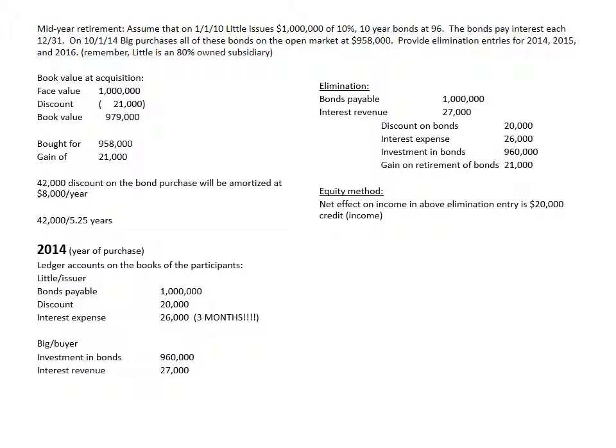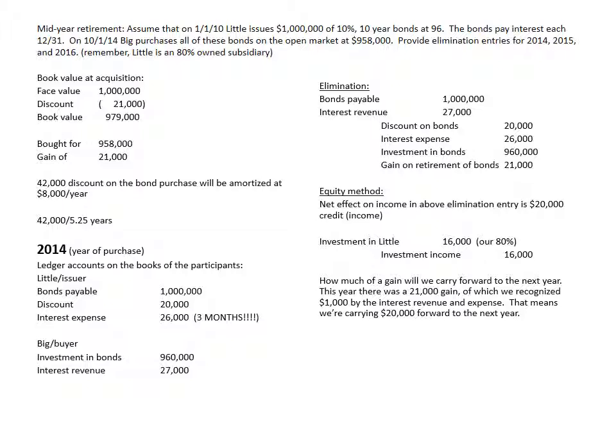Under the equity method, again, if you look at that elimination entry, we have a debit to interest revenue, a credit to interest expense, and a credit to gain on retirement of bonds. If you net all those things together, the net credit is $20,000. And so under the equity method, we're going to credit investment income for our share of that $20,000. Again, this is now an upstream transaction, so we get 80% of that.